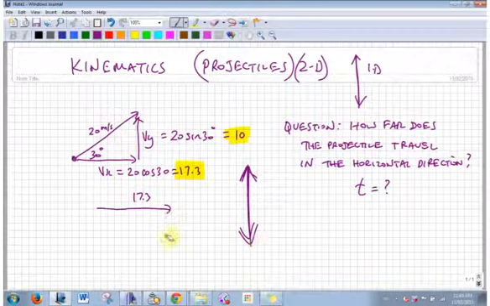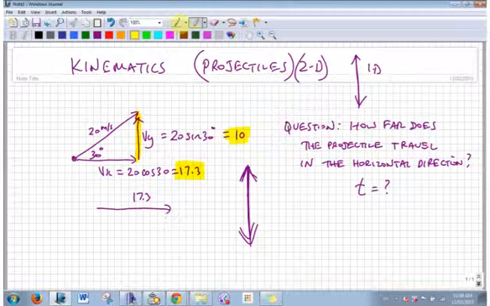So, now we're back to just analyzing it up and down. This is what we did last year, Physics 11. What do I know? Well, initially, vertically, that's Vy. What is its initial speed vertically?